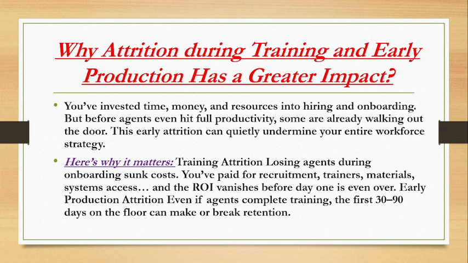So why does it matter? Training attrition means losing agents during onboarding, a sunk cost. We have paid for recruitment, trainers, materials, and system access, and the return on investment vanishes before day one. Then there is early production attrition. Even if agents complete training, the first 30 to 90 days on the floor can make or break retention. We have paid for the recruitment, trainers, materials, systems, and all that.